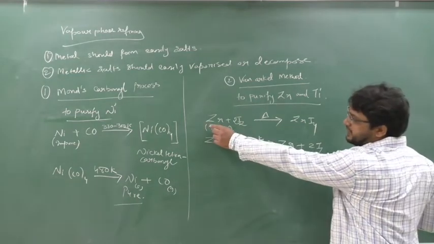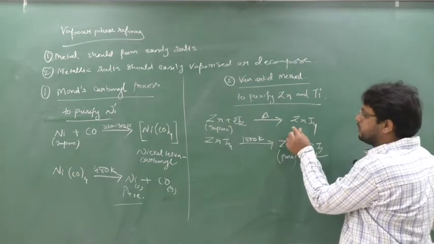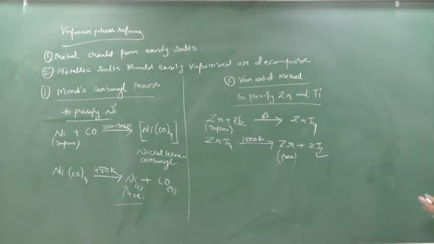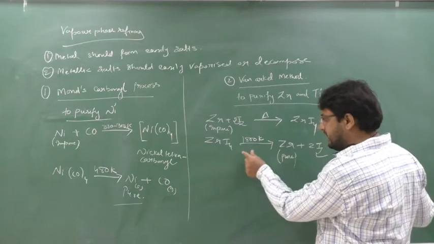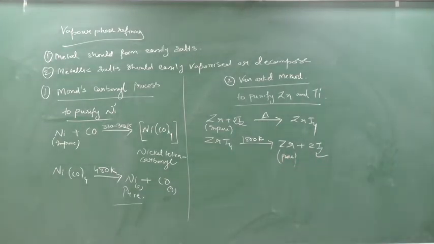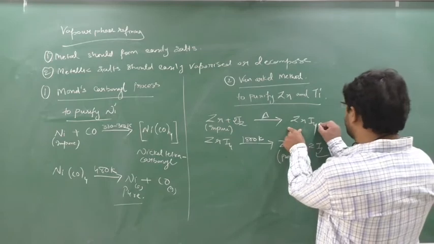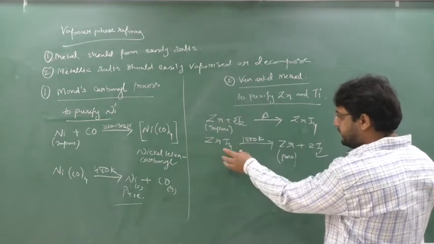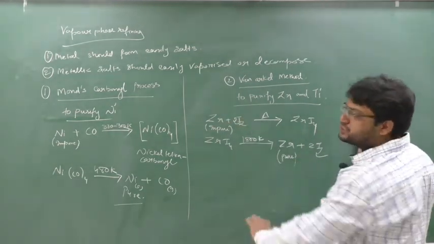Zirconium is first reacted with iodine to form a salt, that is zirconium iodide, ZrI4. Then that zirconium iodide is heated to nearly 1800 Kelvin to form zirconium and 2 moles of iodine. Clear? So this is your vapor phase refining. Here we are converting in terms of vapors. This is one salt, and this is heated to form some vapors. And this is done in a distillation tube.